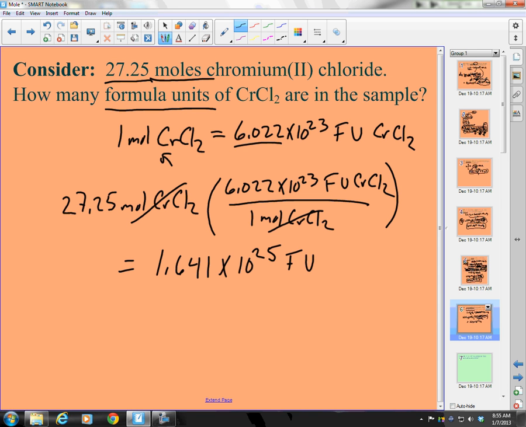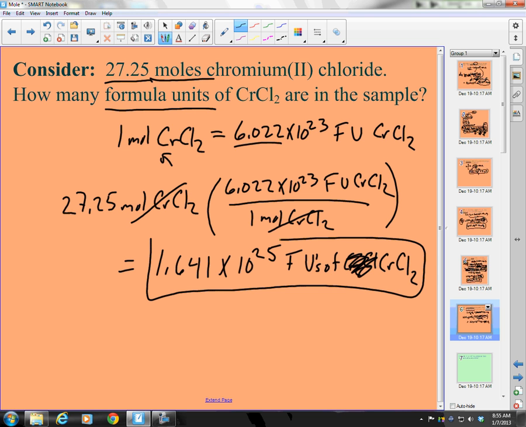What are my units? Formula units of chromium 2 chloride. That means my chromium has a plus 2 charge. Okay, there we go.